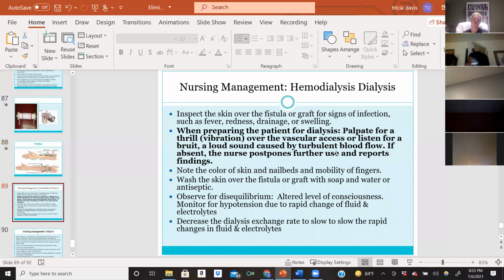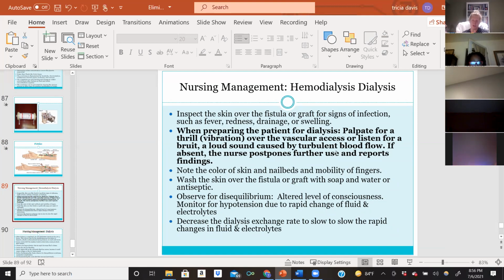So we want to make sure that we are inspecting the skin over the fistula or the graft. We want to make sure that it's not swollen. It could be a little puffy because you might feel that fistula in there, but it shouldn't be red. It definitely should not be oozing anything. You want to assess the patient for fever, any kind of swelling or drainage.